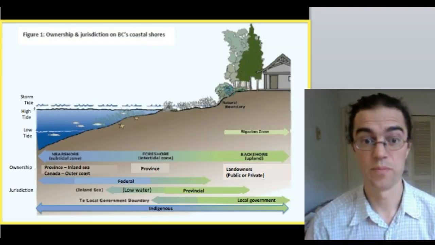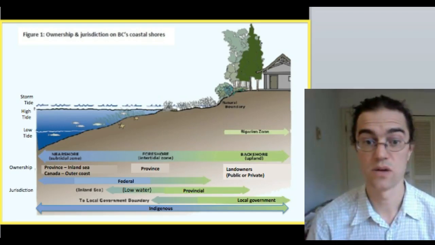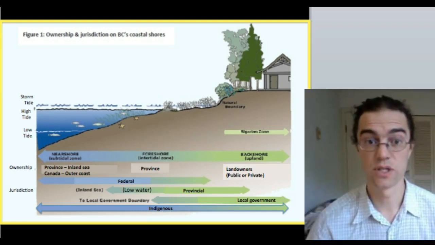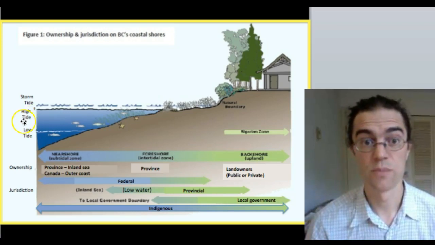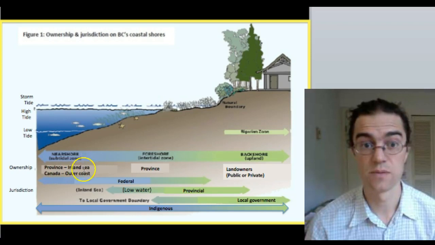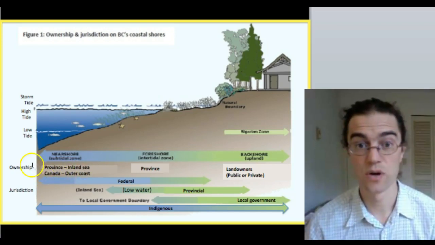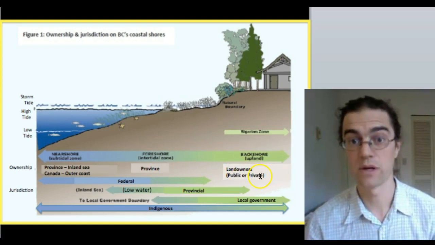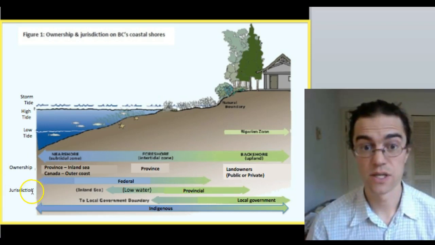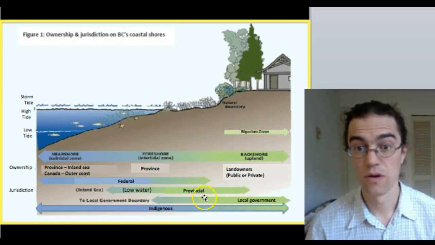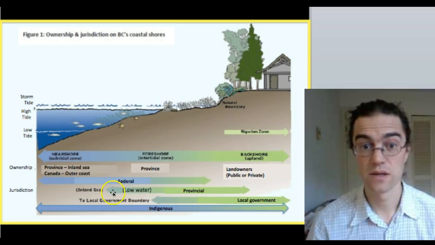We have a diagram here from the BC government in terms of ownership and jurisdiction of BC's coastal shores, and the multiple agencies, levels of jurisdictions that are involved. So you have the corresponding to different water lines as well: storm tide, high tide, low tide. And down here with ownership in terms of the province, in terms of inland seas, the federal government in terms of the outer coast, the foreshore intertidal zone being managed by the province, the backshore being landowners, whether that be public or private. And then we get down into jurisdiction, inland seas being to the local government boundary, local government spanning inward to outward, inland sea bridging into the province. On a spectrum there.